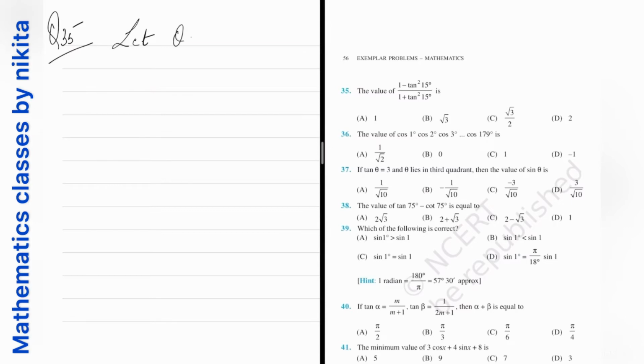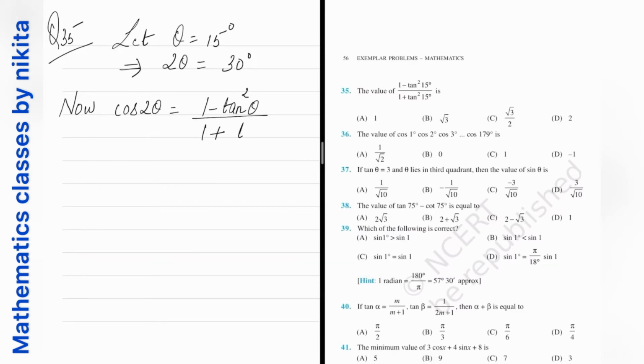So let theta is equal to 15 degrees. Okay, this implies 2 theta is equal to 30 degrees. Now I know that there is a formula that cos of 2 theta is equal to 1 minus tan square theta divided over 1 plus tan square theta. Okay, so this implies that cos of 30 degrees is equal to 1 minus tan square 15 degrees divided by 1 plus tan square 15 degrees.